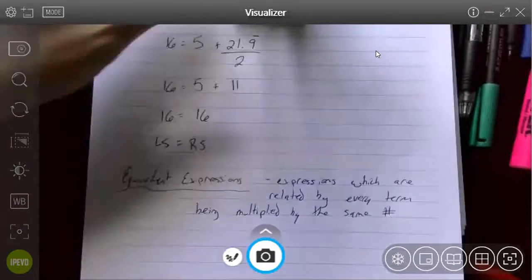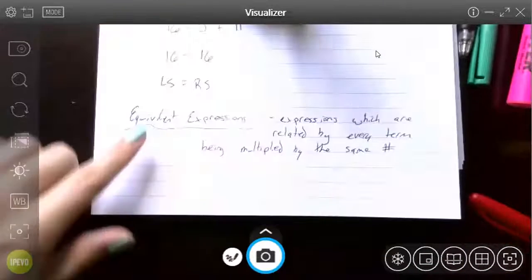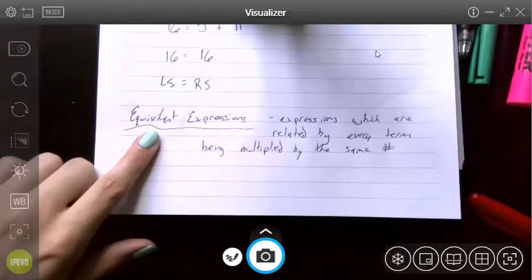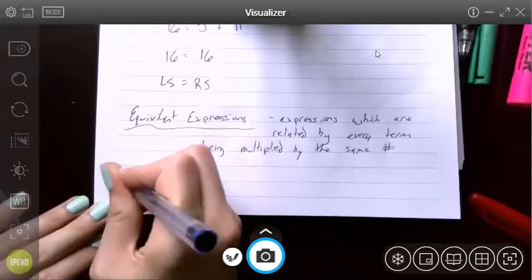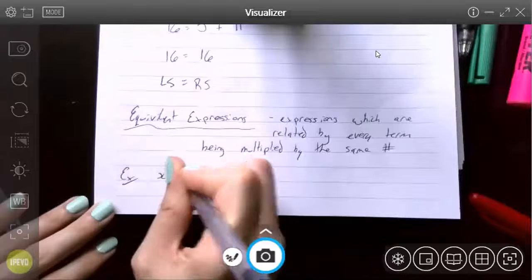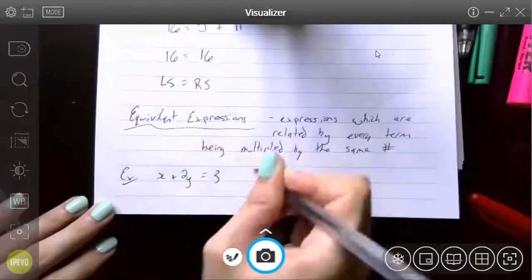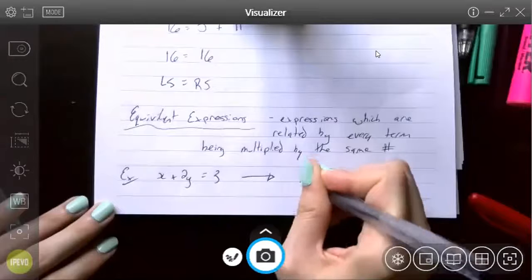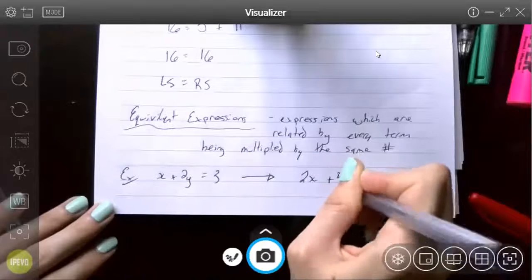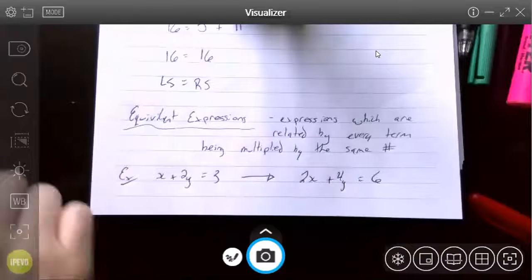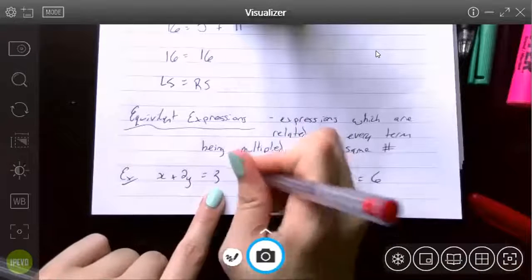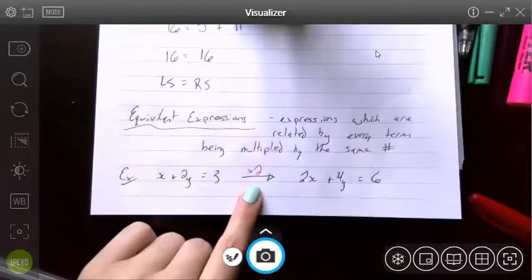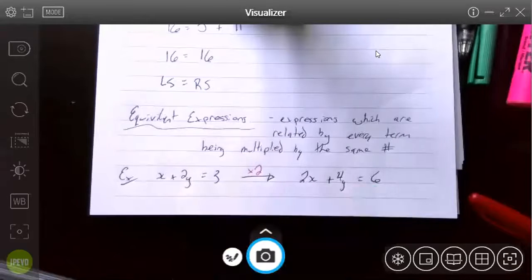The very last thing I want to touch on just briefly is something called equivalent expressions. These are expressions that are related because every term has been multiplied by the same number. So for example, if I had the expression x plus 2y equals 3, that is equivalent to 2x plus 4y equals 6. Because essentially all I've done is taken every single term from the first equation, multiplied them each by 2 to get every term in the second equation.